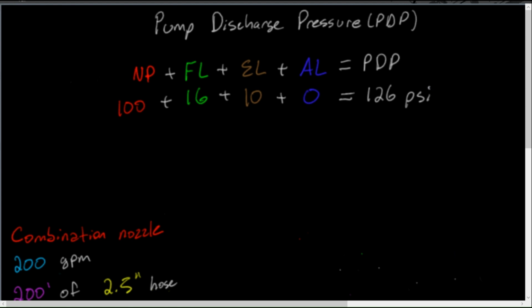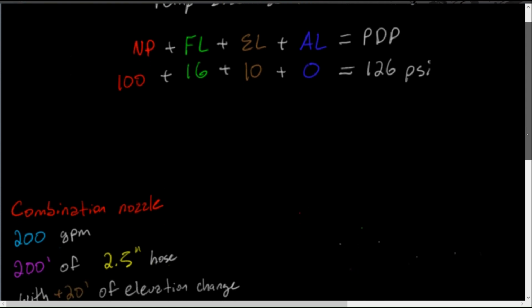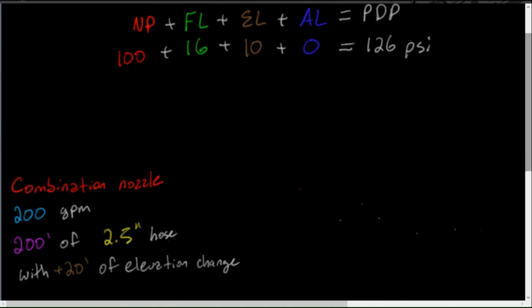This is a very simple example, but it gives you the basics of how we calculate our pump discharge pressure. Given a combination nozzle, 200 gallons per minute, 200 feet of 2.5-inch hose, and 20 feet of elevation gain.